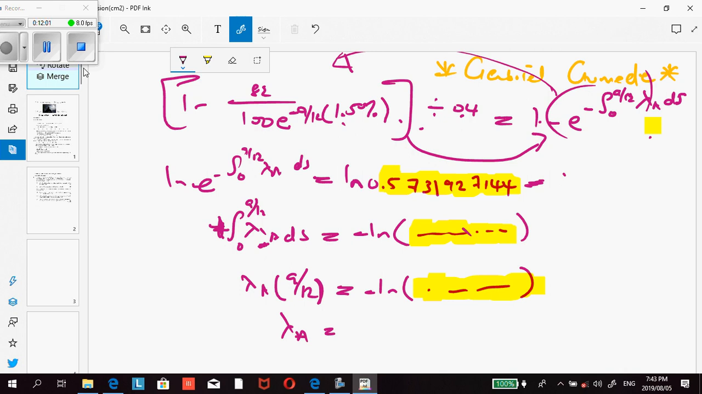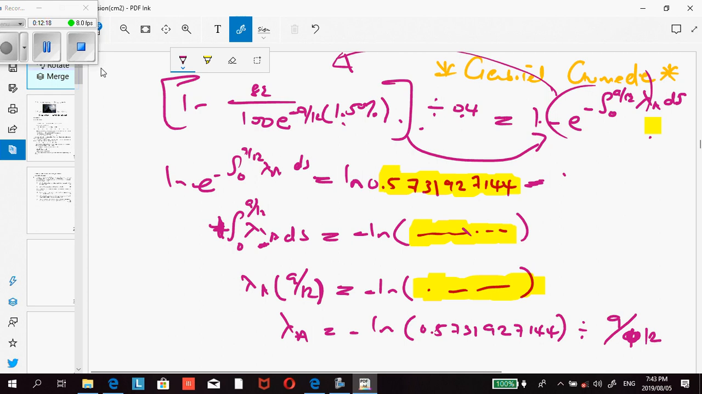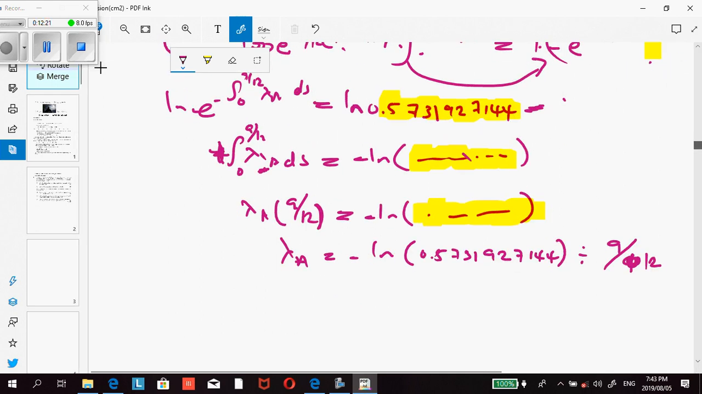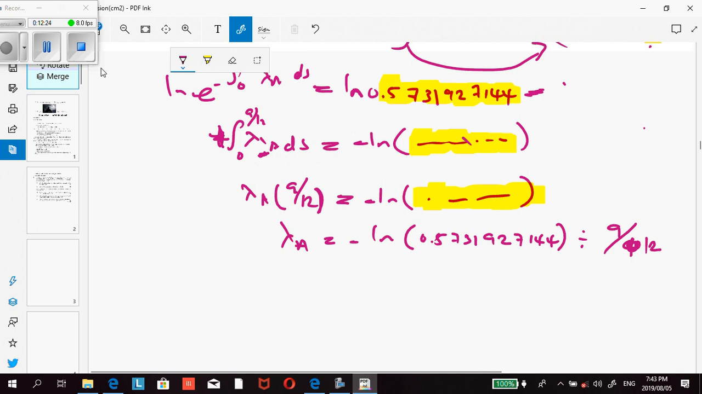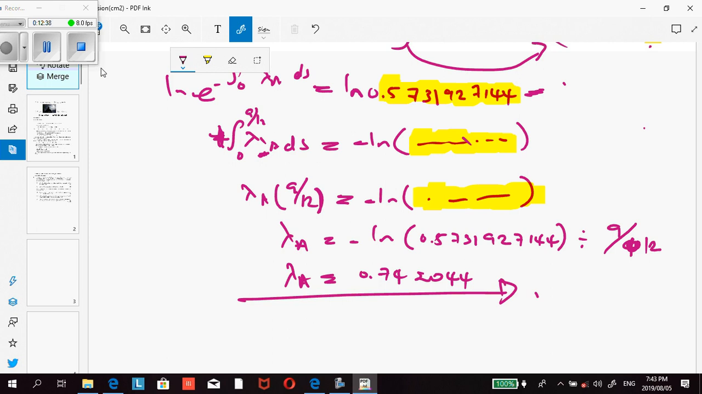Now your lambda a will be equal to minus the natural log of 0.5731927144, and I'm going to divide this by 9 over 12. Sorry. And you're going to punch your calculator there. Nothing major there. I'm just solving an algebraic equation, which should present no problem. So I'm going to get lambda a to be 0.742044.